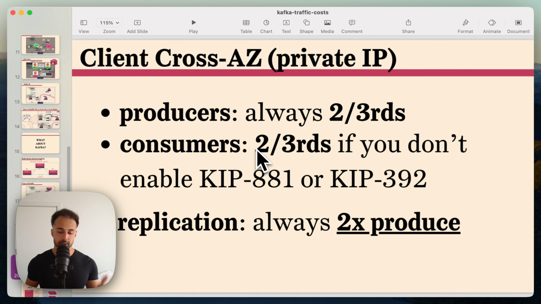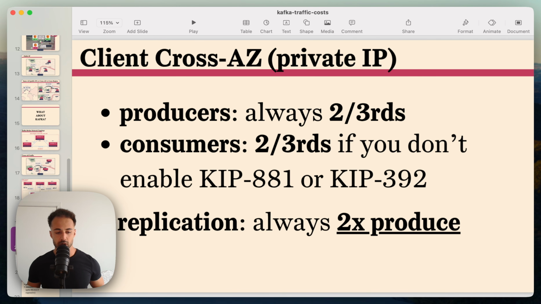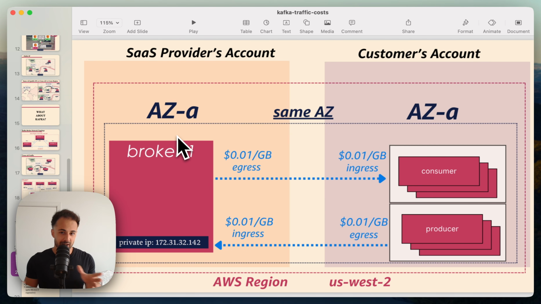It's not hard. And replication, I'm not touching replication here, but with replication you're always going to pay 2x your produce, because whenever you write 1 gigabyte to one broker, that broker has to replicate to 2 other brokers for fault tolerance, and those 2 other brokers are going to be in 2 different AZs, so you're paying 2 times your produce for cross-AZ charges. One thing that's, again, not accounted for here is when you're buying Kafka from somebody else.